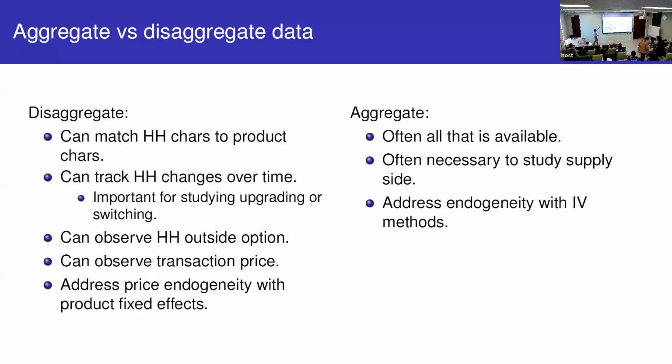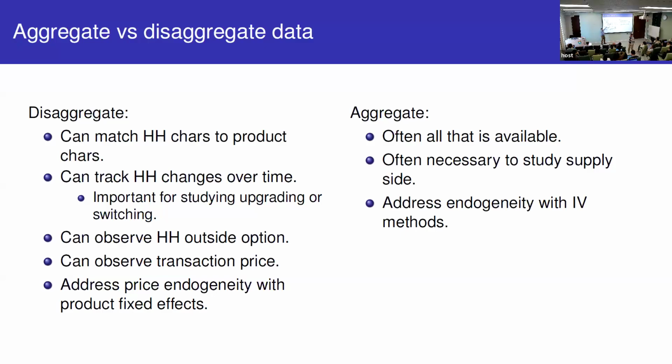Okay, so disaggregate data is kind of better. You get to see the household match up with the product characteristic, and that's very powerful for trying to understand demand and estimate appropriate elasticities. You can track households over time. You can see when they switch products or upgrade their product or switch their bank account with disaggregate data. And if you're studying dynamics, that might be pretty important to see.